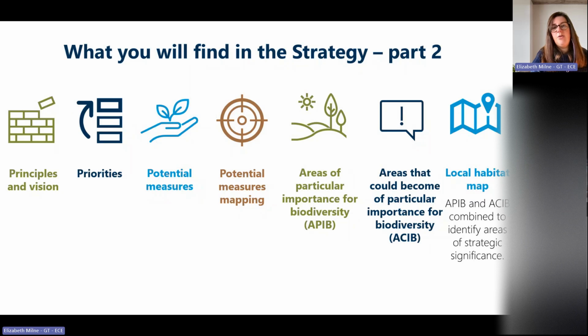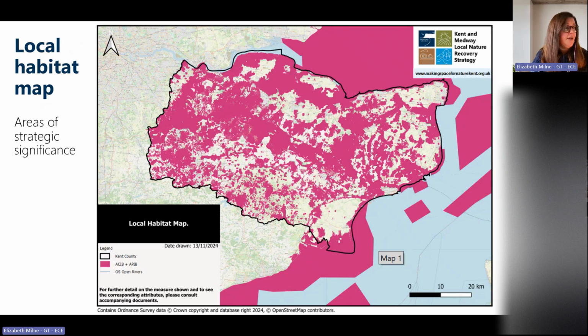Finally, is the local habitat map. And this is created by combining the areas of particular importance, so our existing areas, with our areas that could become of importance for biodiversity, our opportunity areas. And when these are collected together, they identify within the county the areas of strategic significance. And that is the purpose of the local habitat map. So again, I will outline how we use all those maps to inform nature recovery in the final session.